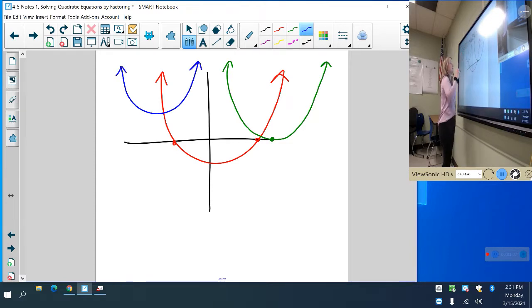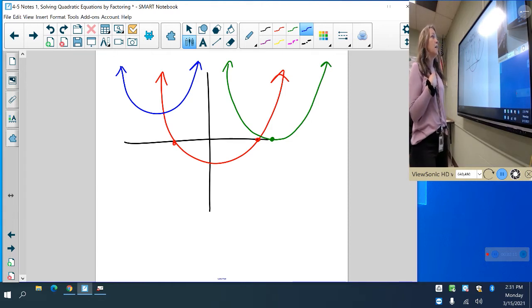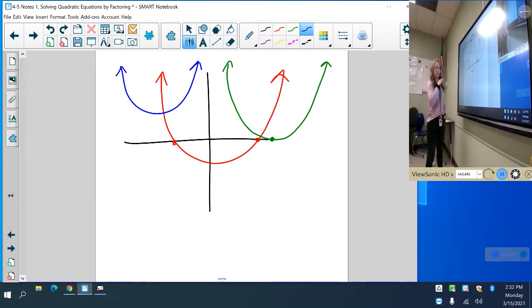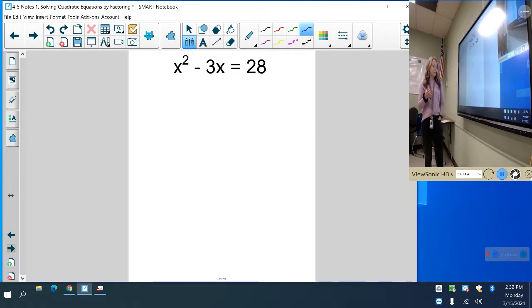In this case, they'll be prime. They will be not factorable. So most of our problems will have X-intercepts either 2, 1, or it'll be no solution. Let's go ahead and do an example.